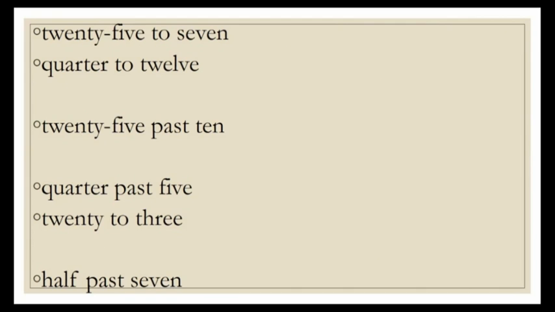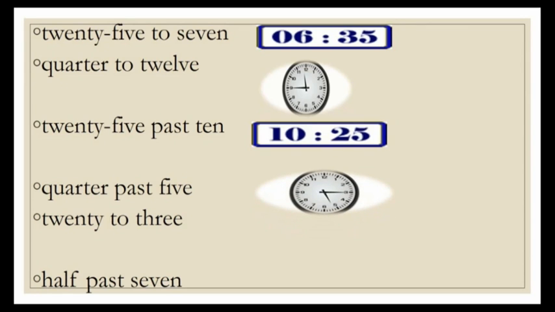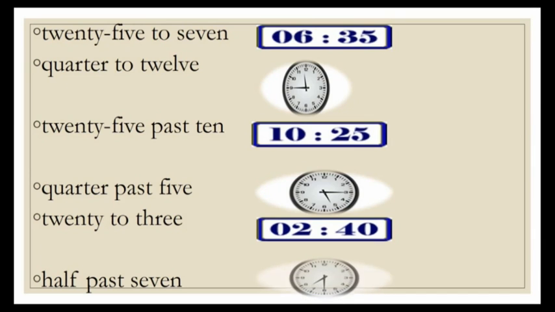Now look. What time is it? It's 25 to 7. It's 11:45. It's 25 past 10. It's 5:15. It's 20 to 3. It's 7:30. Well done, my friend.